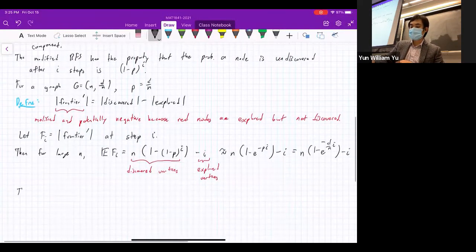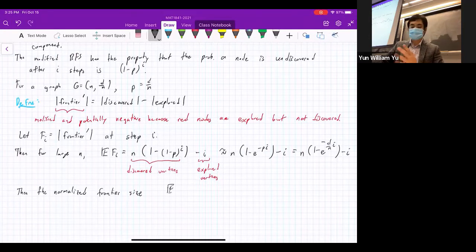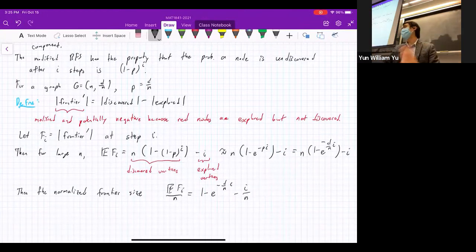So then we can do something else. We can define a normalized frontier size. The expected normalized frontier size, expectation of Fi divided by n, is equal to 1 minus e to the minus d over n times i, minus i over n. So basically we're just normalizing the frontier size by the total number of nodes in our network. That's all we're doing. So what fraction of the network is in the frontier is our question here.